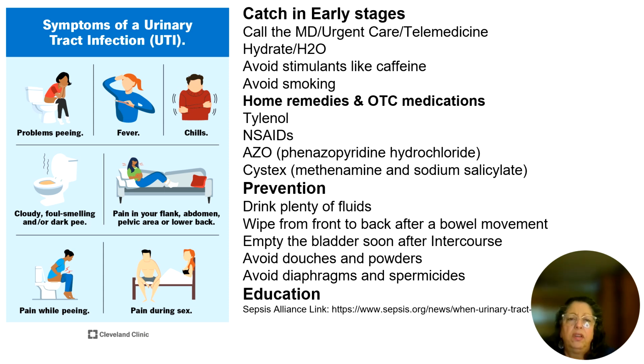Phenazopyridine hydrochloride is used to relieve pain, burning, and spasms caused by infection. It's not going to kill the infection. Your urine may turn red, orange, or brown. You may get a headache from it. This is really to tide you over for a couple days in case the doctor's out.